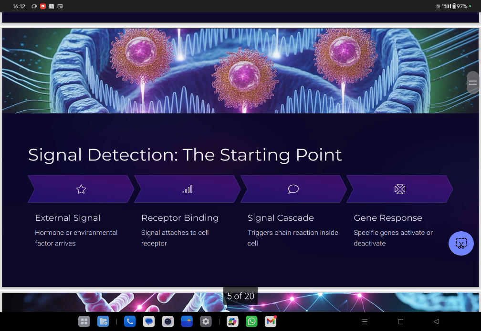So the starting point is signal detection. The signal may be an external signal, such as a hormone or environmental factors like heat stress or cold stress, or a particular hormone being secreted, thyroxine for example. Next is receptor binding. The signal molecule attaches to the cell receptor. Then a signal cascade or signal transduction takes place. Finally, specific genes activate or deactivate, that is the gene response.